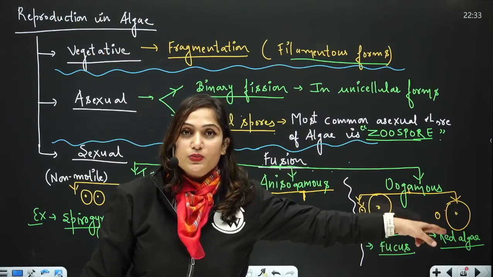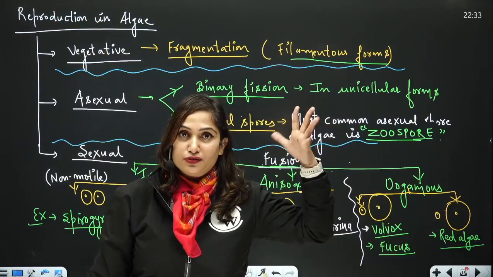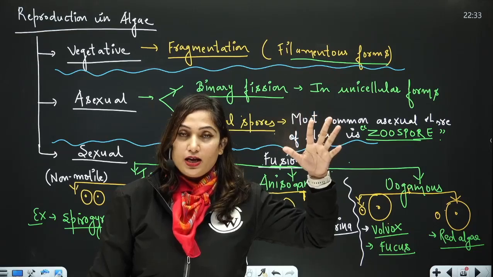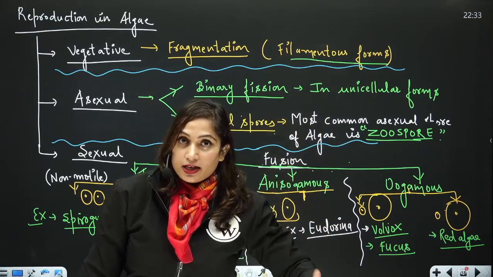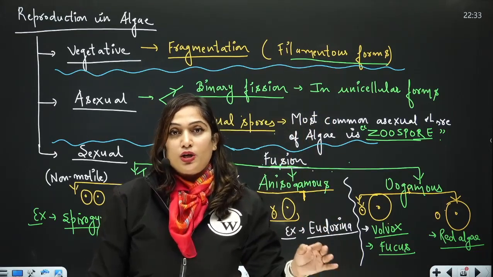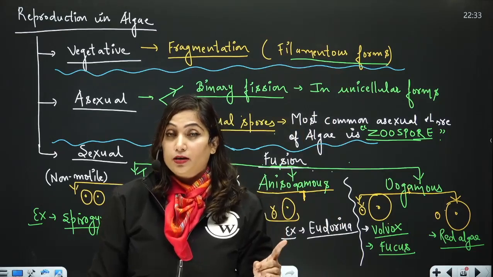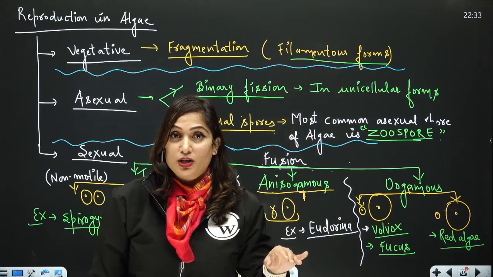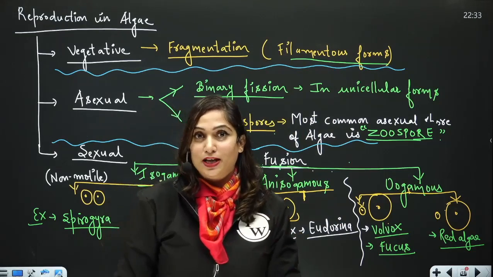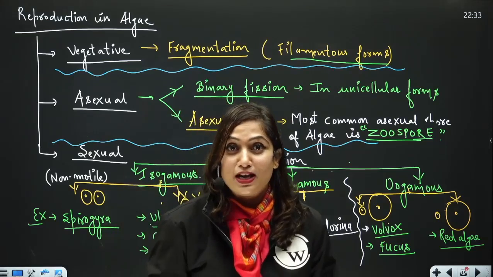The male gamete as well as the female gamete, they do not have what? Flagella. So remember, the red algae will always have non-motile gametes. This point is important, beta. Red algae will always have non-motile gametes. Both the gametes are non-motile because flagella is completely absent from the life cycle.